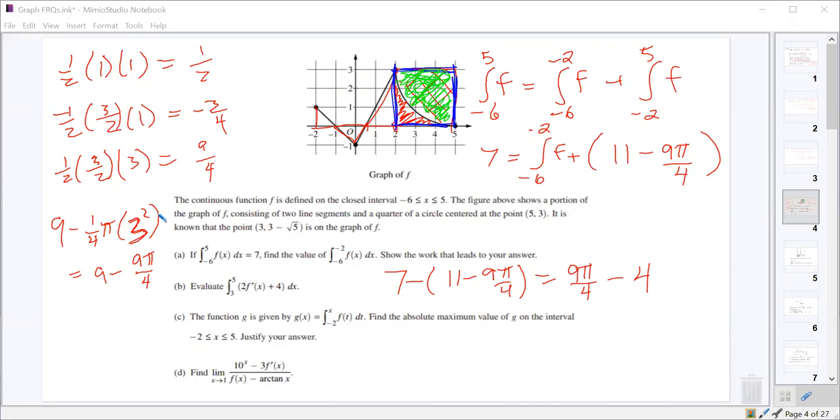Let's see. How many points? I have no clue how many points that was worth. There it is. All right, those were 3 points. 1 point if you set this up correctly, 1 point for correctly getting this value, and 1 point for getting the final value. So 3 points per part. Everybody good there?